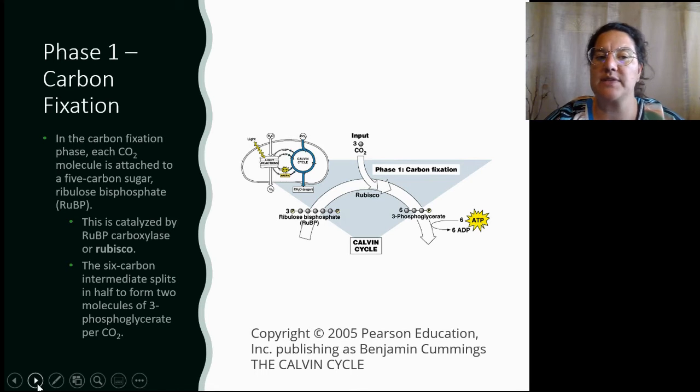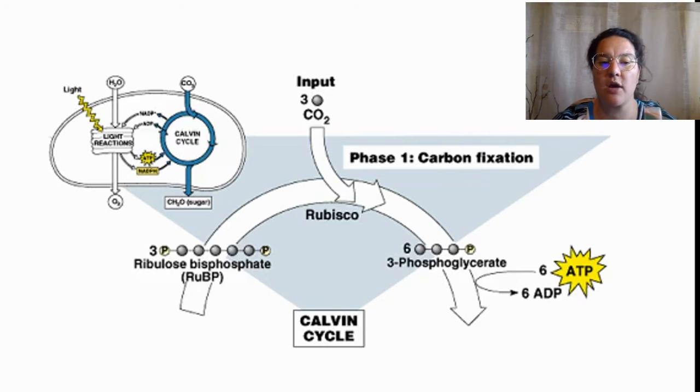The carbon dioxide molecule is attached to a 5-carbon sugar known as ribulose bisphosphate, or RuBP. This is catalyzed by RuBP carboxylase, or rubisco. The 6-carbon intermediate splits in half to form 2 molecules of 3-phosphoglycerate per CO2. So we have 2 molecules of 3-phosphoglycerate per carbon dioxide molecule that's been fixed in this first step of the Calvin cycle.